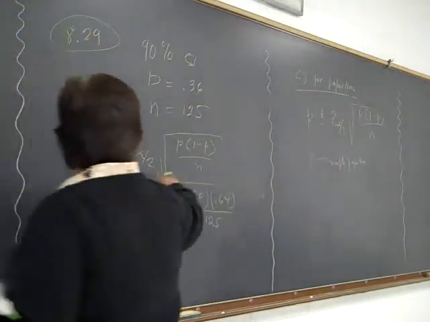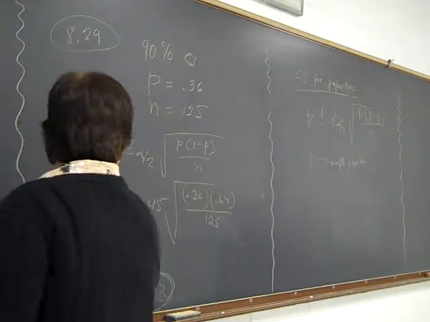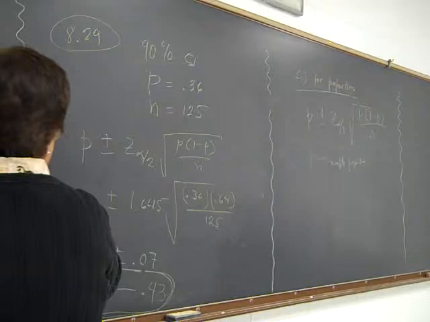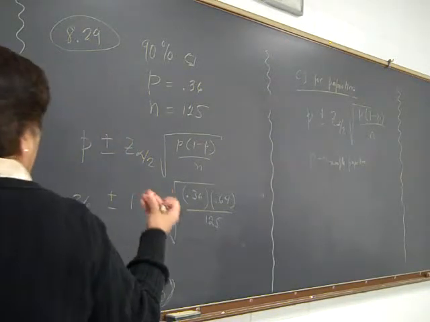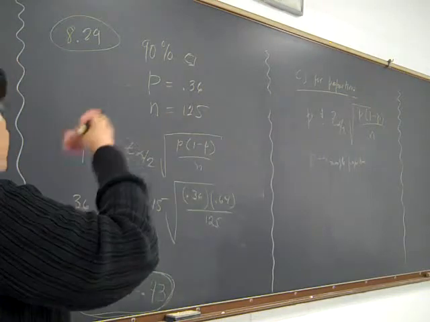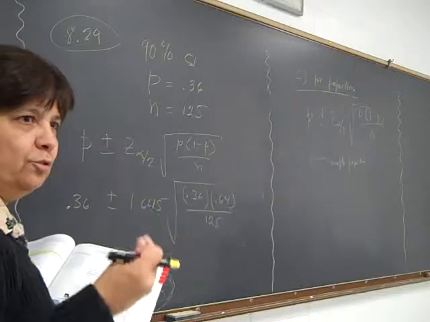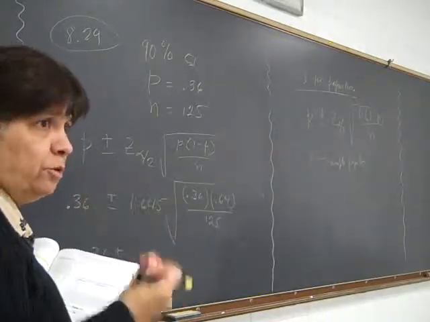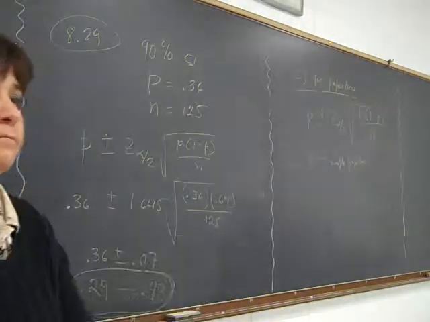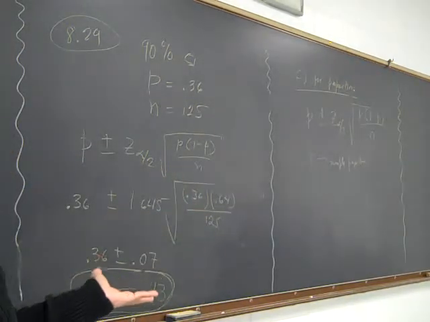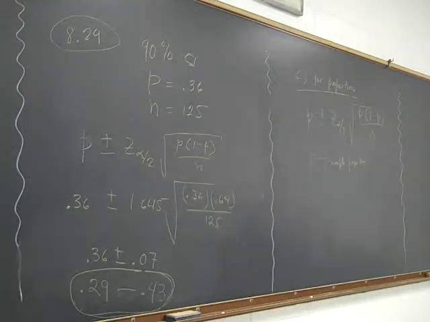And this is just math. You plug these numbers in your calculator, and you end up with 0.07. So it means that it's 0.36 plus or minus 0.07, so from 0.29 through 0.43. And I am 90% sure that the real population proportion is between 0.29 and 0.43. That's it. Easy, guys. Easier cannot be.